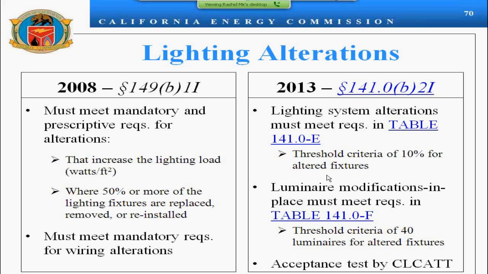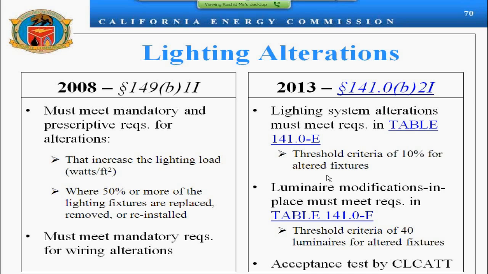And so with that said, the current requirements on the left table are included in Section 149 B1I. And what we say is that on the current regs, you must meet the mandatory and prescriptive requirements for alterations that increase the lighting load, the watts per square foot, or where 50% of the lighting fixtures are replaced. So generally speaking, if you increase the lighting load, this threshold and criteria still applies. Generally speaking, you must meet the mandatory requirements for wiring alterations. But for 2013, what's changed is the alteration of the lighting fixtures, the 50% threshold. That value has decreased significantly.